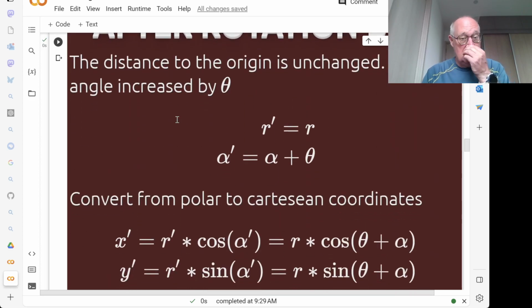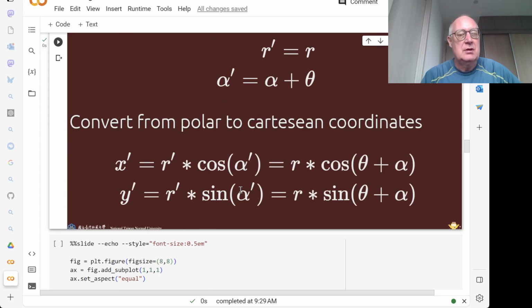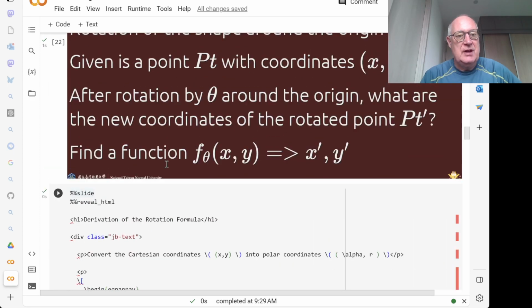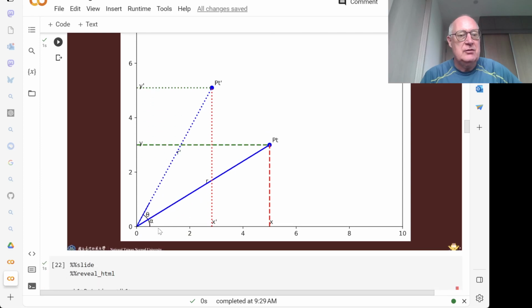So if we rotate by theta, then r dash is equal to r, and alpha dash, the angle to the x-axis, would be alpha plus theta. Now that we have the result in polar coordinates, we can convert it back into Cartesian coordinates. To take polar coordinates and convert them back into Cartesian coordinates, this part here along the x-axis will be the cosine of alpha multiplied by r, and the y component will be the sine of alpha multiplied by r.